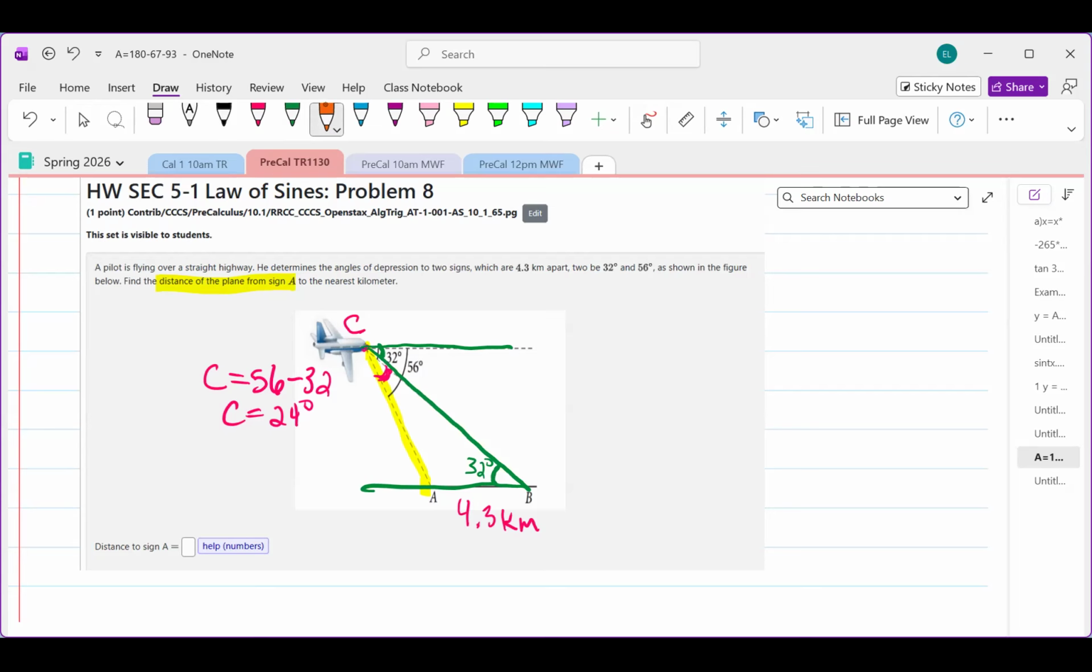And now I know one angle in my triangle is 24, the other angle is 32. So I can calculate angle A. A is 180 minus 24 minus 32, which is 124? No. Yes? Yeah.